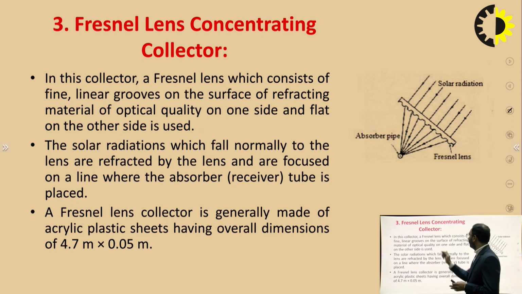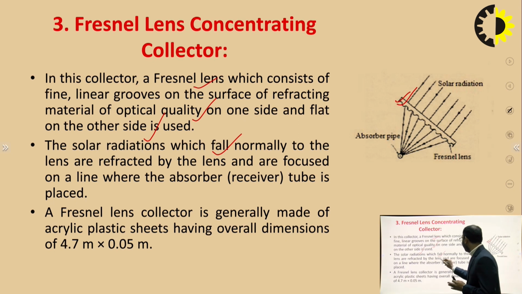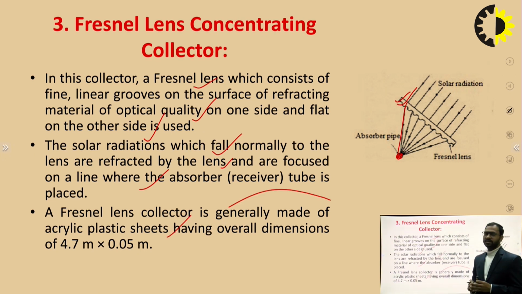Basically in this collector, a Fresnel lens, which consists of fine linear grooves on the surface of refracting material of optical quality on one side and flat on the other side, is used. Solar radiation which falls normally on the lens is refracted by the lens and focused on a line where the absorber tube is placed. So this is the absorber tube. A Fresnel lens collector is generally made up of acrylic plastic sheets having overall dimension of 4.7 meter by 0.05 meter.